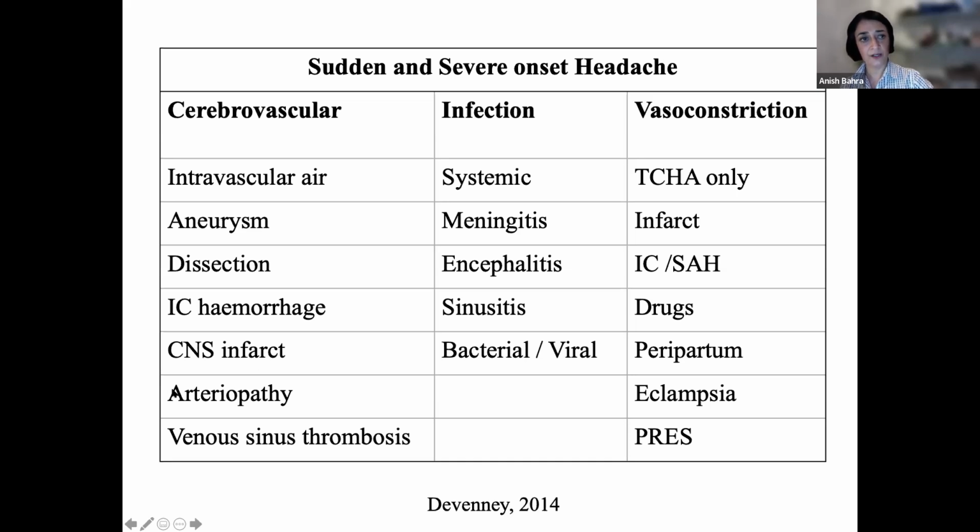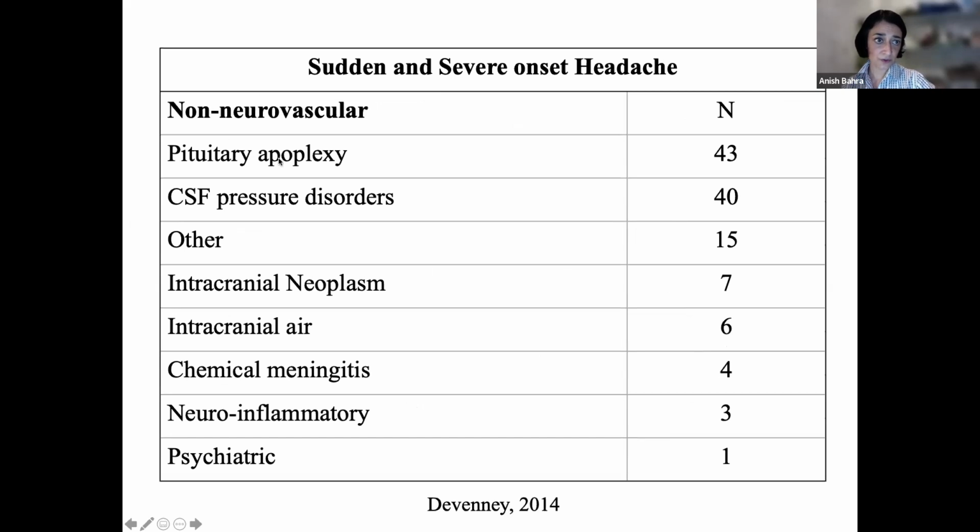This will largely pick up your cerebrovascular. Your systemic, it will pick up. Vasoconstriction, again, the history will give you the drugs, but all of this you will pick up in those investigations. In the non-neurovascular group, pituitary apoplexy is one that you do need to keep in mind. They normally are sick, but not invariably. We have CSF pressure disorders, neoplasm, intracranial air, chemical meningitis, neuroinflammatory, and psychiatric, which, whether it was or isn't, again, is presumptive. So a whole different range of pathologies.